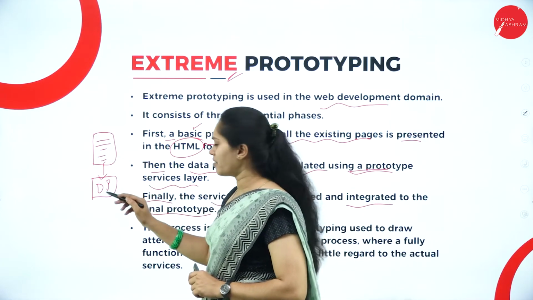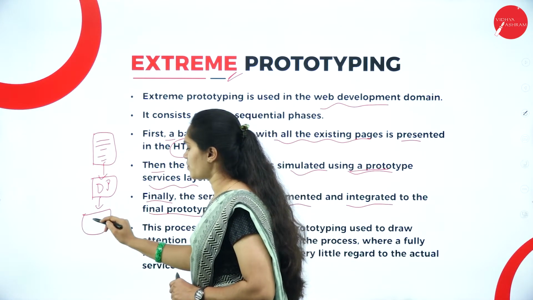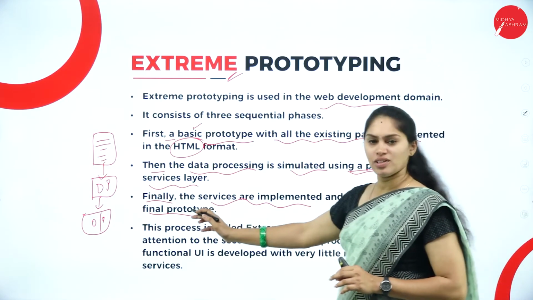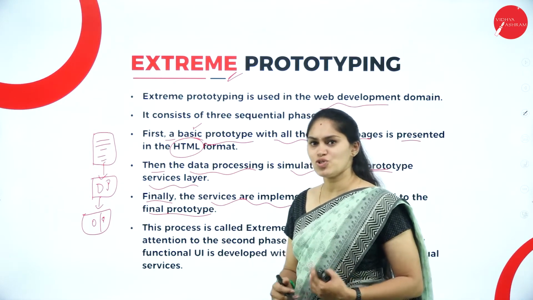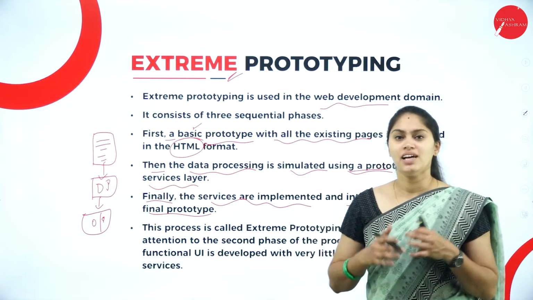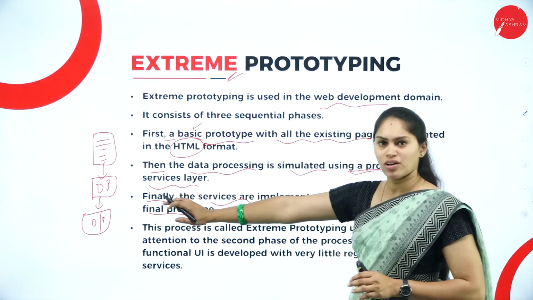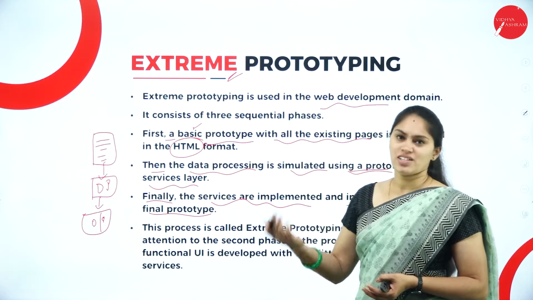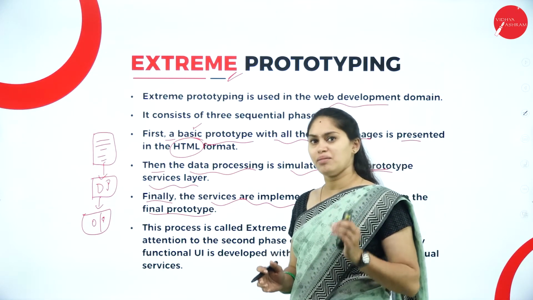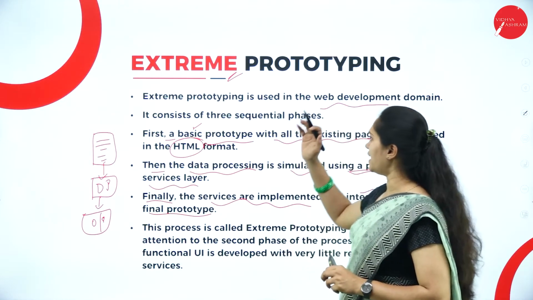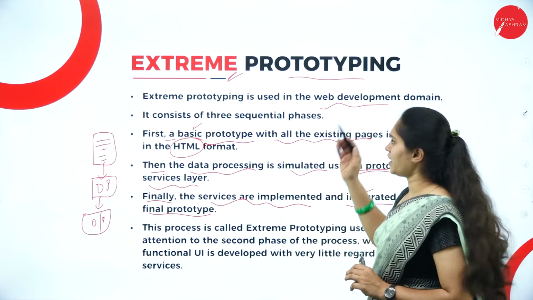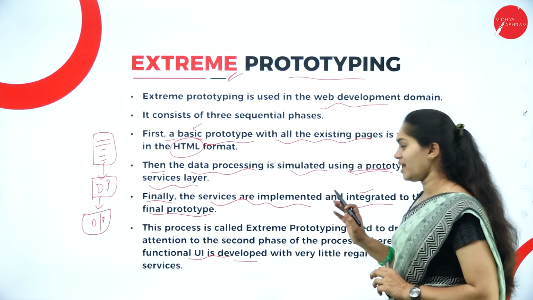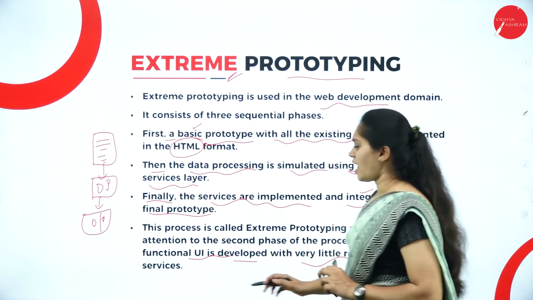So they collect the requirements, data processing takes place, and at last we get the output. In that output, the services are implemented and integrated into the final prototype. That means we are getting the solution as a dummy model. We are not having the actual one. Instead, we have the prototype model or a dummy model. If you want to incorporate a certain requirement, you can do it, and if you don't want it, you can just remove it without any wastage of time, money or effort. This is regarding extreme prototyping. By making use of extreme prototyping, we can have a complete functional user interface developed with very little regard to the actual services.